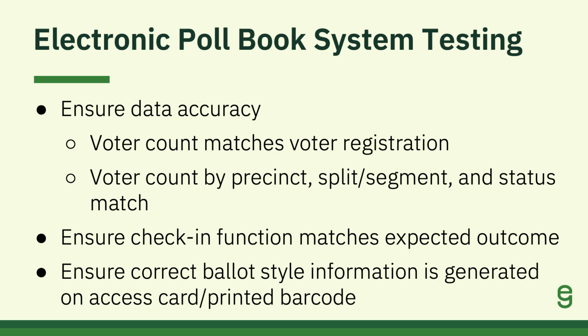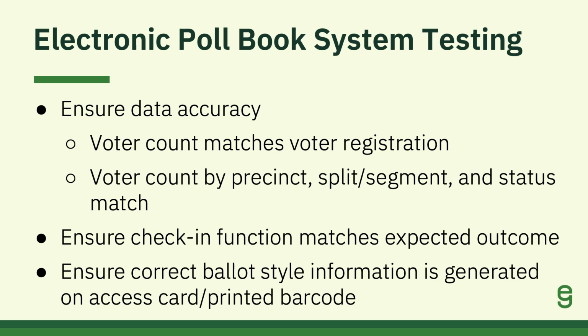Make sure that all your check-in functions match the expected outcome. For example, if there are rules in your state that the person might not be living at the address that's in the electronic poll book, make sure the system's configured in such a way to inform the user of what steps they need to take to provide that voter with the proper instructions or with the proper ballot. As we already covered, ensure that your correct ballot style information is generated on each access card or the printed barcode that may be used to activate a ballot session.